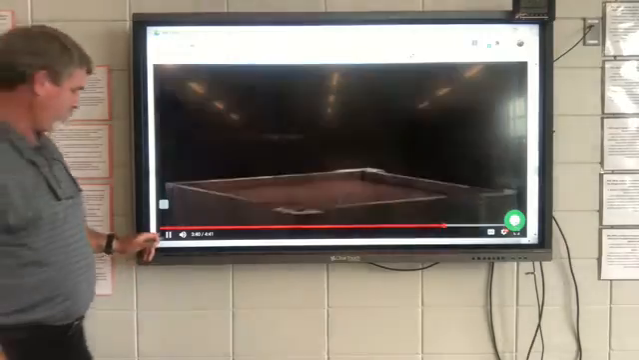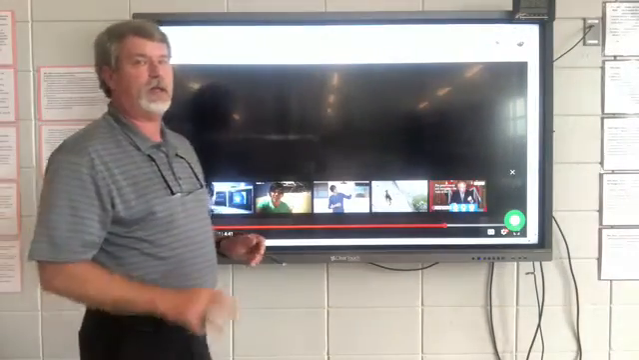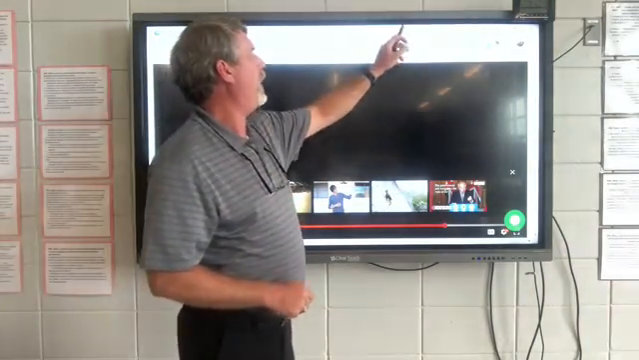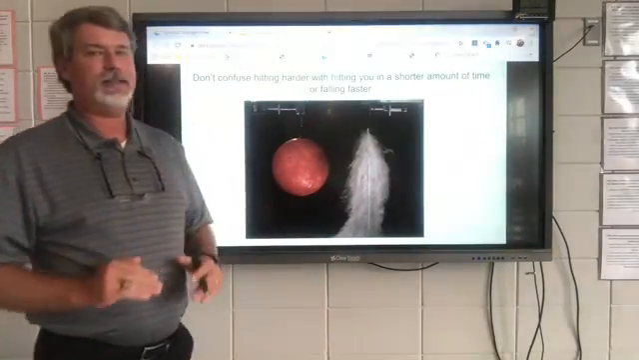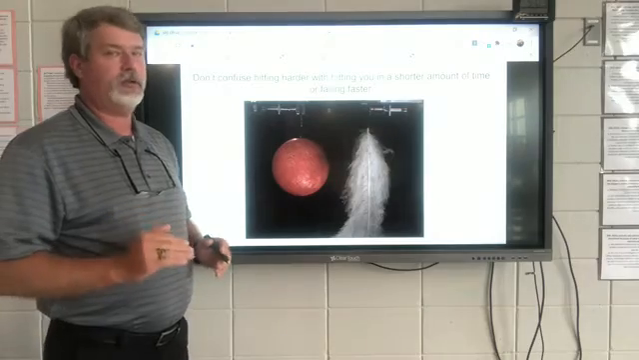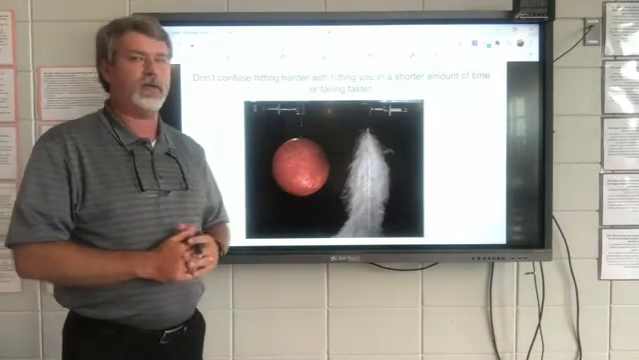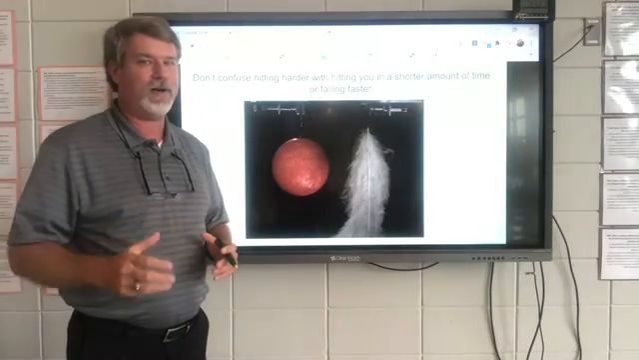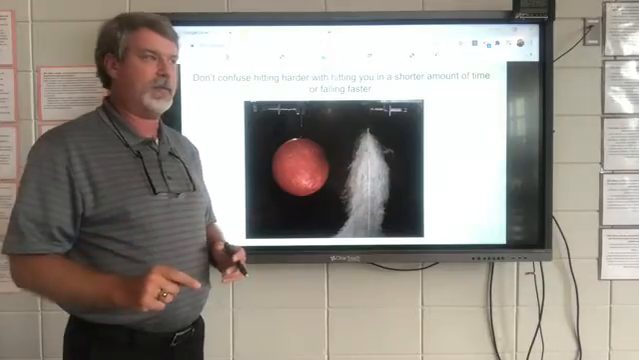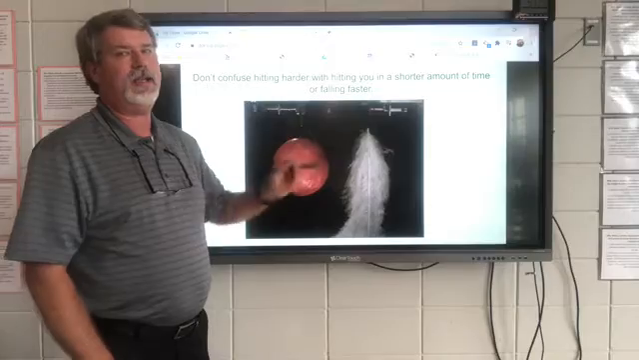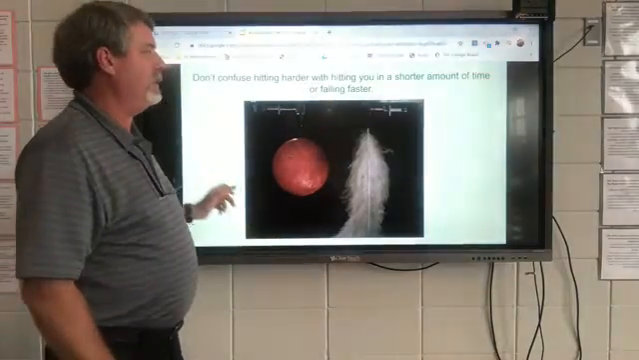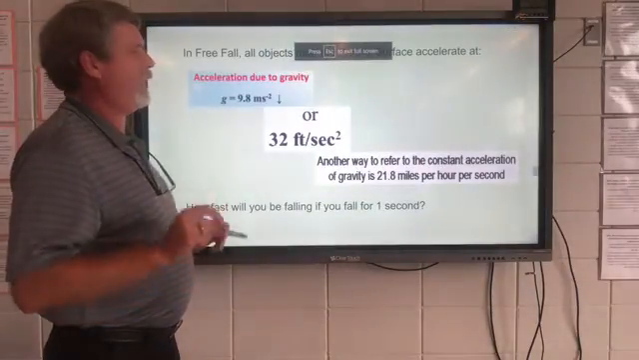You can see here that when there is no air around the objects, those objects fall exactly the same. But you should still notice which one hit the ground harder. The bowling ball hit harder, but it took the same amount of time as the feathers. So remember, don't confuse hitting harder with a shorter amount of time or actually falling faster.